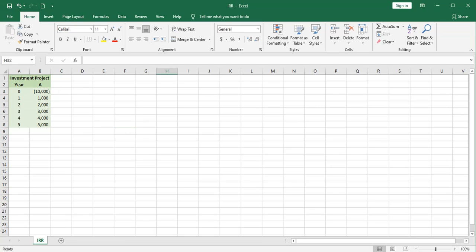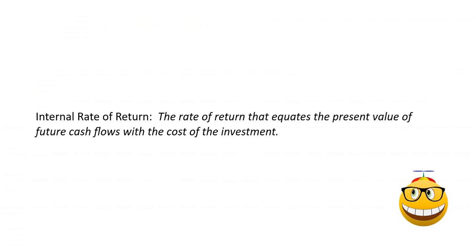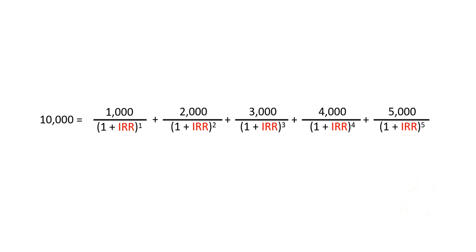Think of internal rate of return this way. Internal rate of return is the discount rate for these cash flows that's implied that would get us back to zero net present value. Let's look at a formal definition. Internal rate of return is the rate of return that equates the present value of future cash flows with the cost of the investment. We could set up our net present value problem like this algebraically and solve for internal rate of return.